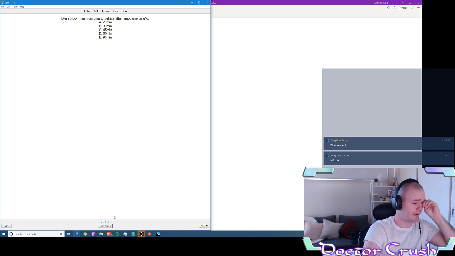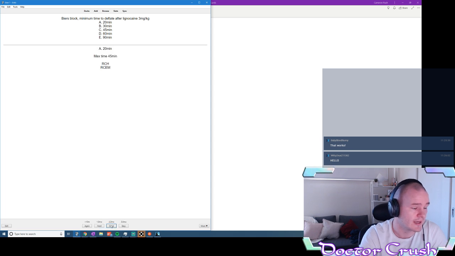A Bier's block. Minimum time to deflate the tourniquet after lignocaine 3 milligrams per kilo. I think it's 20 minutes. Got it.